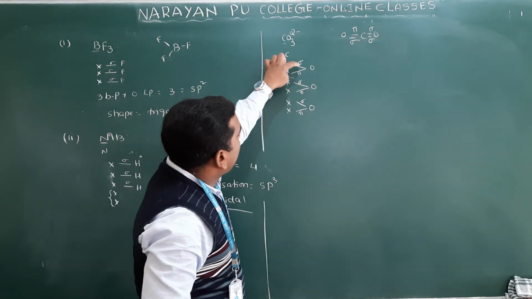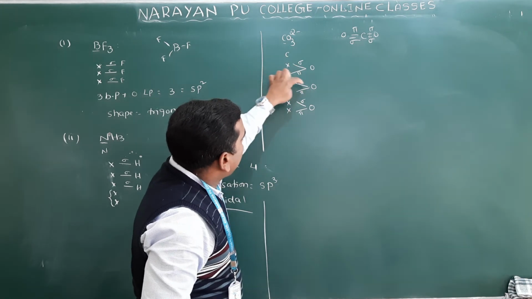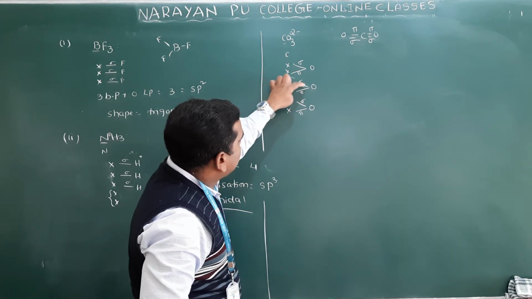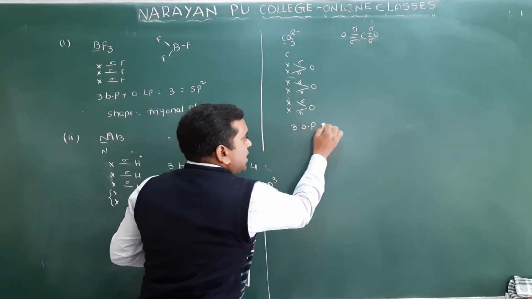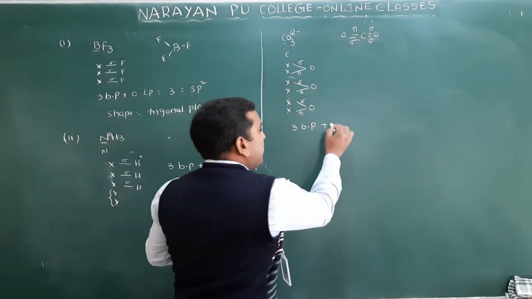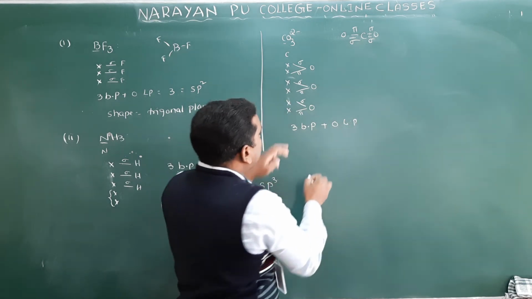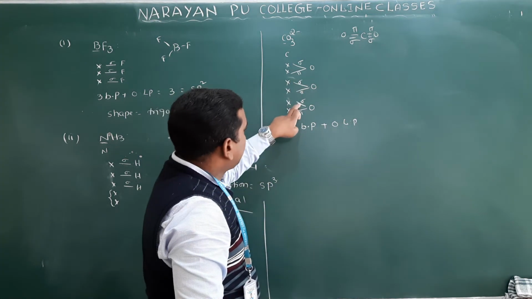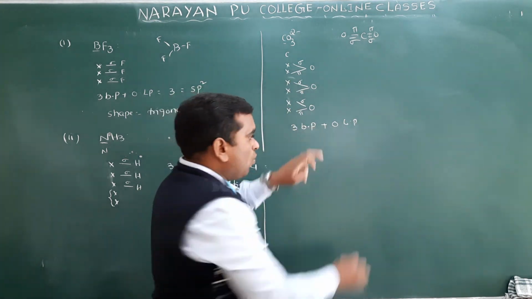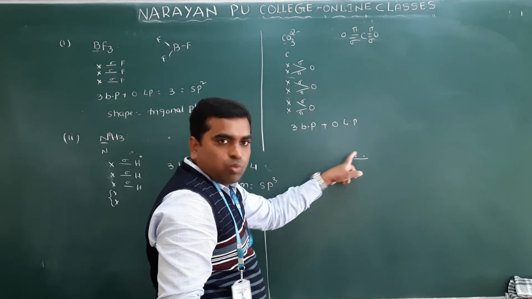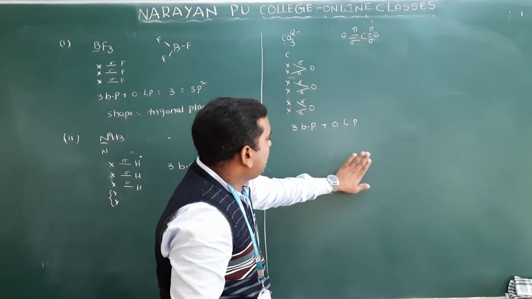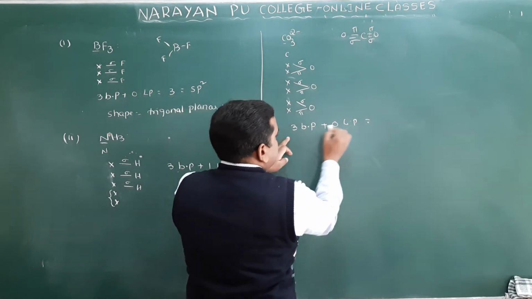So that's why we have to consider only sigma bonds. Sigma bond means what? One sigma bond means one bond pair, 2 electrons. So we have 3 bond pairs. Is there any lone pair here? No lone pair, 0 lone pair. You should not consider pi bonds here. 3 sigma bonds means 3 bond pairs. 1 bond means how many electrons? 2 electrons. One pair we will call a bond pair. Clear? So what is 3 plus 0?